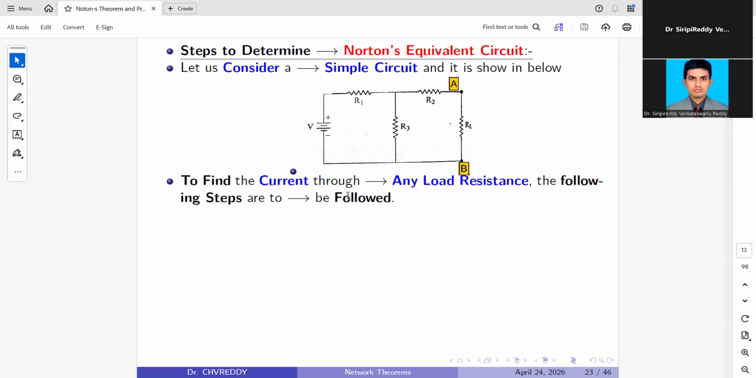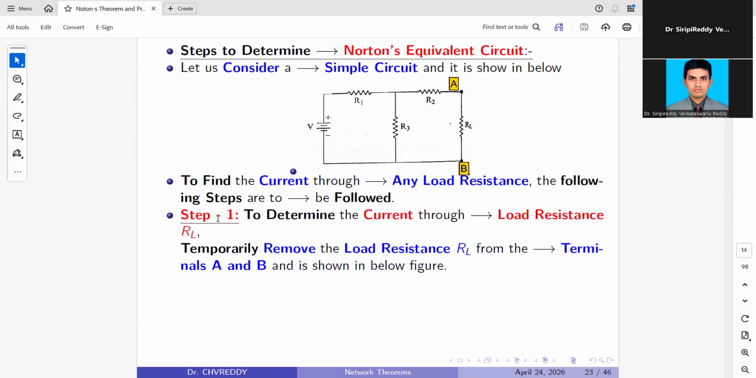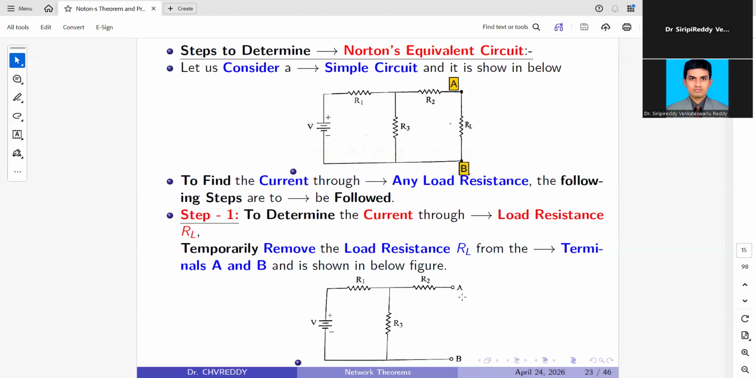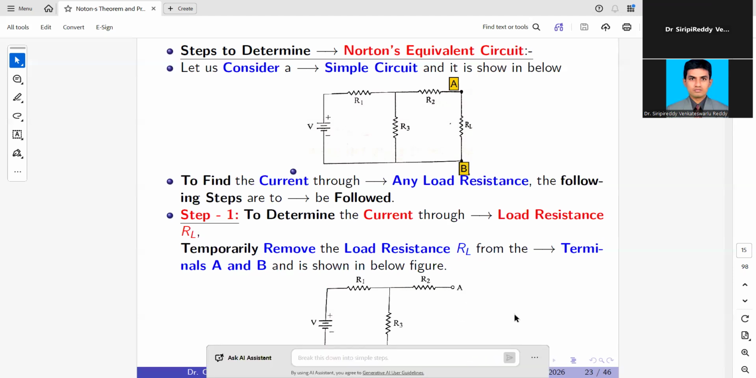We have to find the current through the load resistance. How much current is passing through this load resistance? The following steps have to be followed. Step one is to determine the current through the load resistance. For that, temporarily remove the load resistance from the terminals A and B. That is shown in the figure below. If you observe this figure, the load resistance is removed from terminals A and B temporarily.